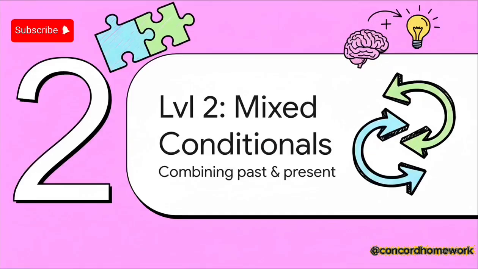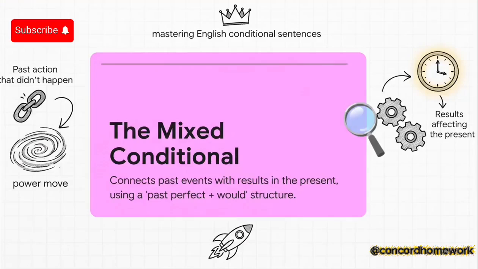Now, welcome to level 2, the mixed conditional. This is where things get really interesting because we're going to start mixing and matching those building blocks to talk about some pretty complex stuff. I'm not kidding. This is a real grammar power move. It's how you connect something that didn't happen in the past with a result that's happening right now. It's a game changer for expressing nuanced ideas.